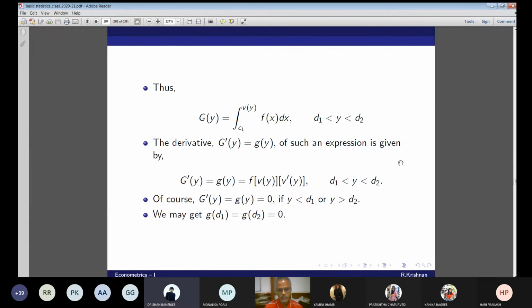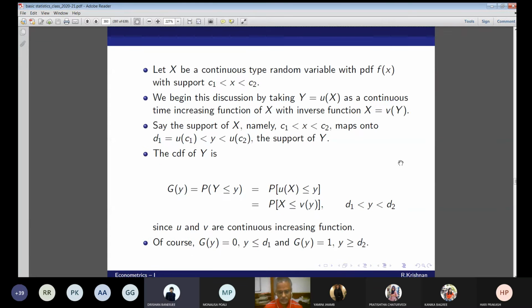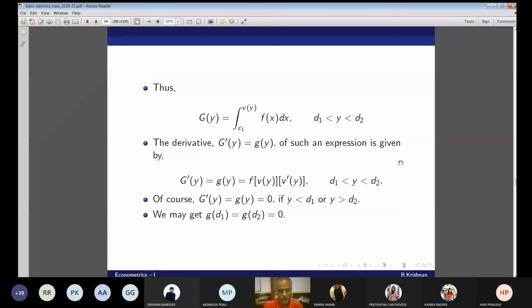So can you show the previous slide once? Okay. Yeah, C1 to Vy. Now this is again, oh, this here I have given the formula.